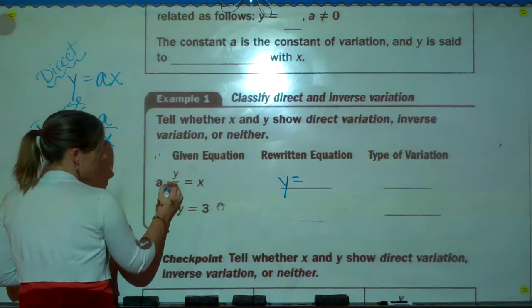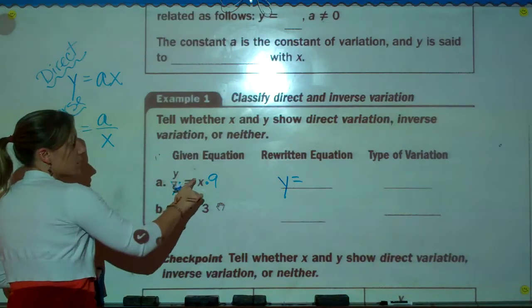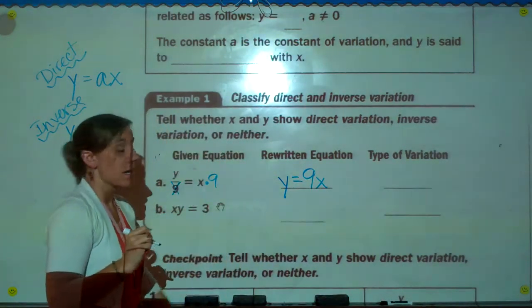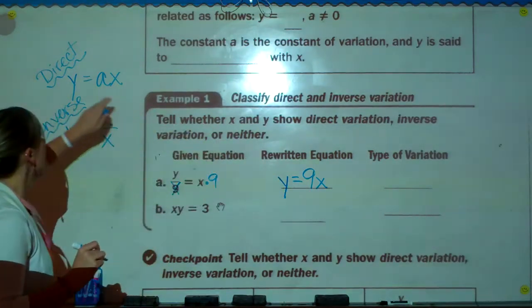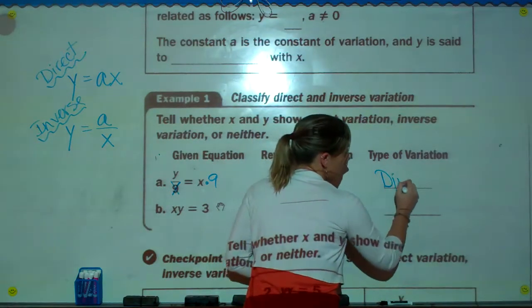But they both say y. Okay, so in order to get this to say y, you need to multiply the 9 over here. So x times 9 is the same thing as 9x. And if you notice, this now matches a direct equation. So this is a direct variation.